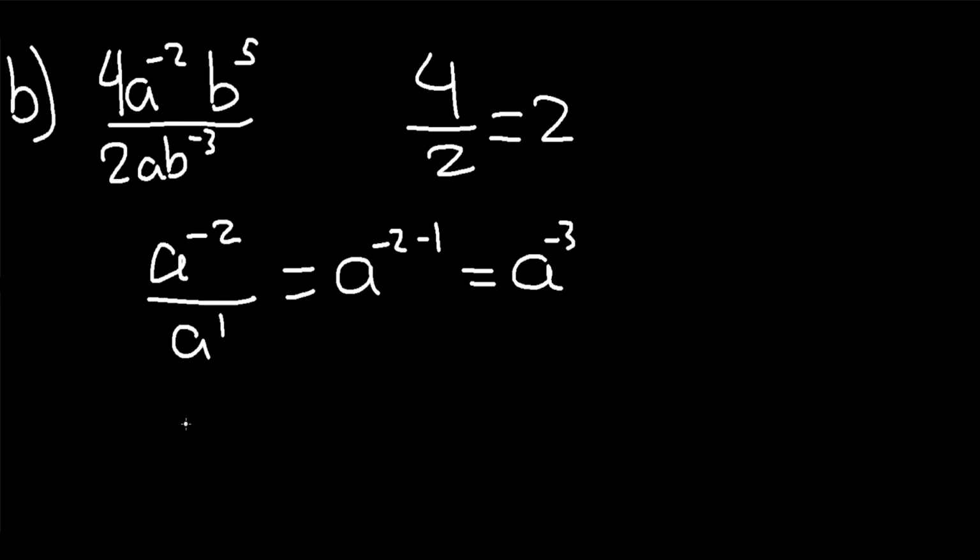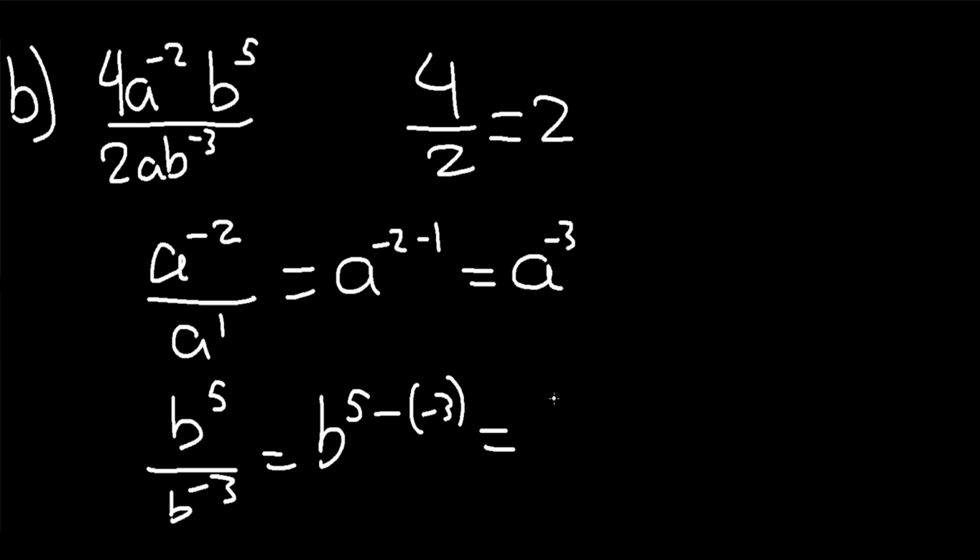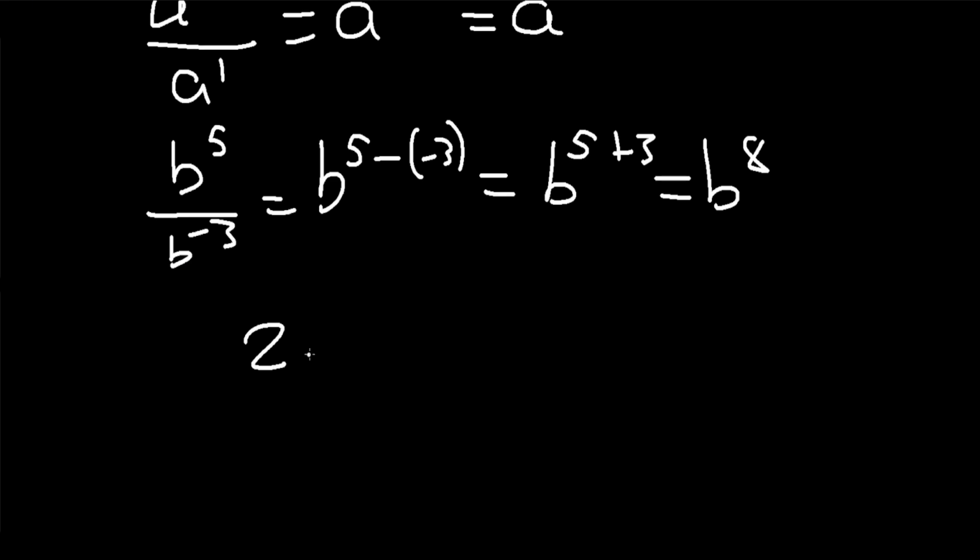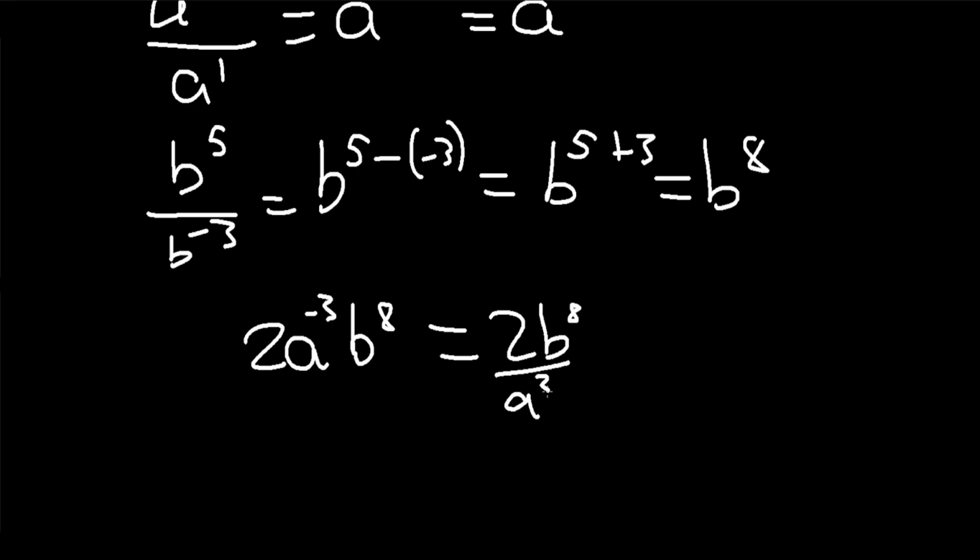Now we can simplify the powers of b. So b to the power of 5 over b to the power of -3 is b to the power of 5 minus -3, which is b to the power of 5 plus 3, which is b to the power of 8. And that gives us 2 times a to the power of -3 times b to the power of 8. And now -3, of course, is not a positive exponent, so we have to rewrite this as 2 times b to the power of 8 over a to the power of 3.